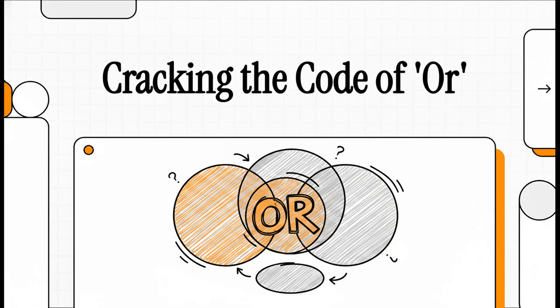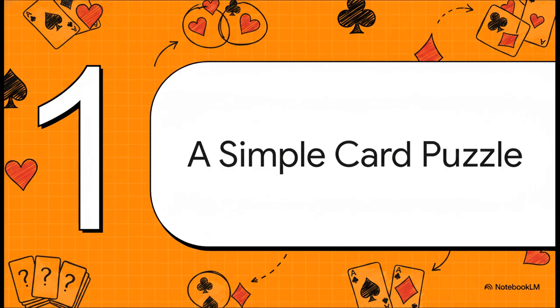Hey everyone, and welcome. You know those probability problems that seem like they should be super easy, but the answer you get just feels wrong? Well, today we're going to crack one of those classic puzzles. We're going to decode what happens when you're looking for the probability of this or that. Okay, let's just dive right in.